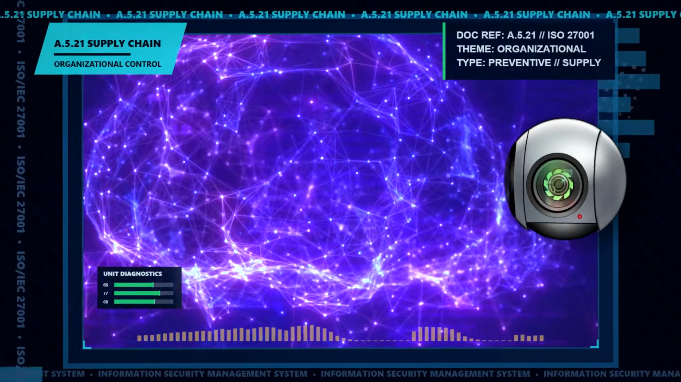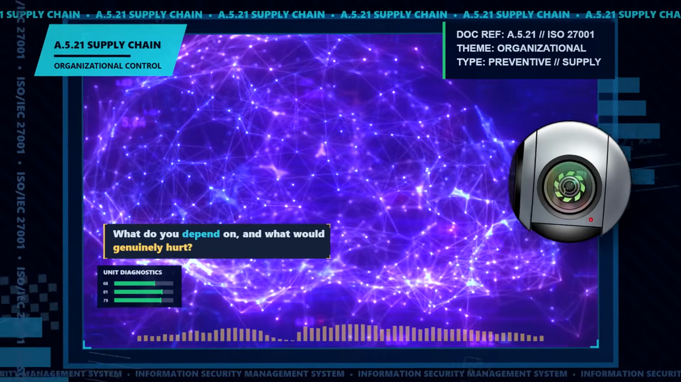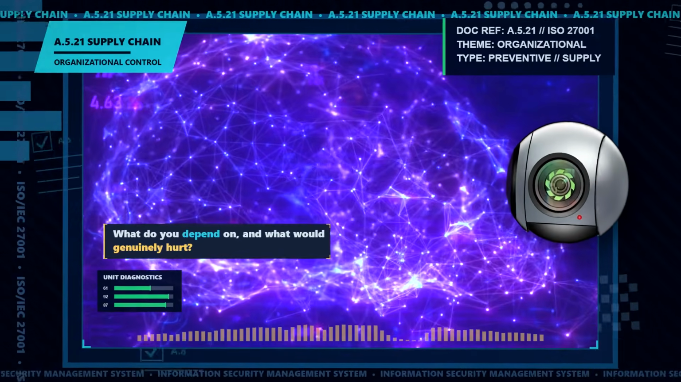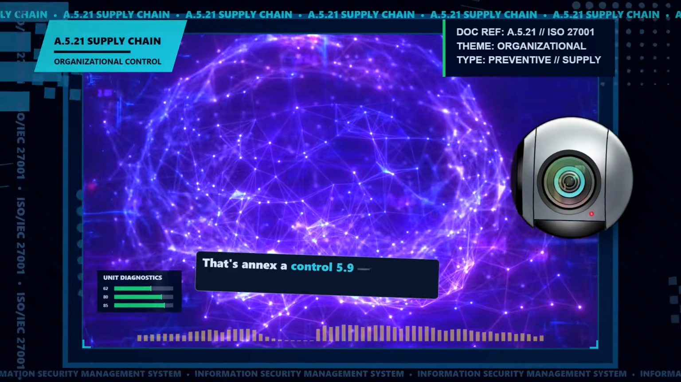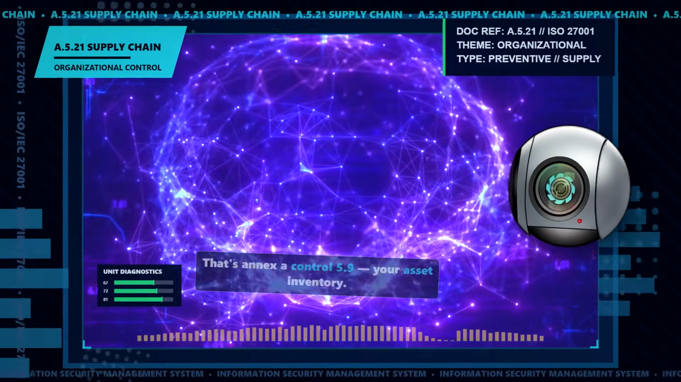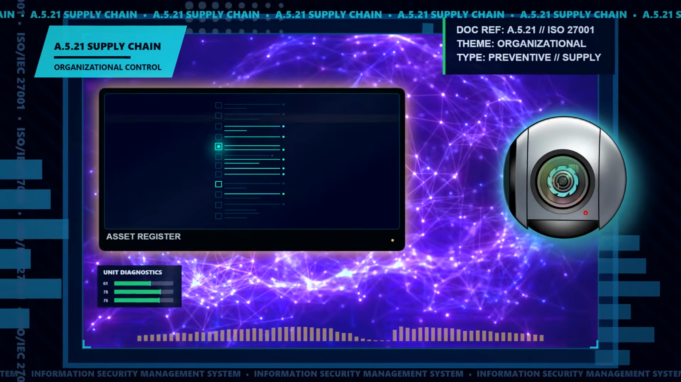1. A list. What technology products and services do you depend on, and which ones would genuinely hurt if they went bad? That list ties straight into Annex A.5.21, Inventory of Information and Other Associated Assets. You probably have it already.